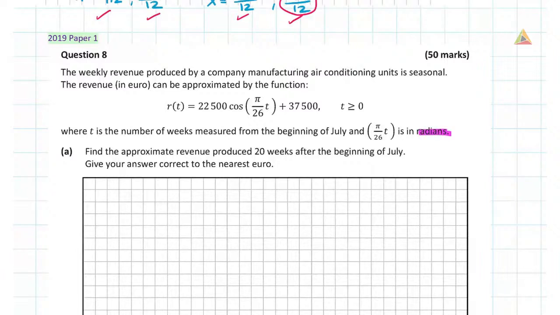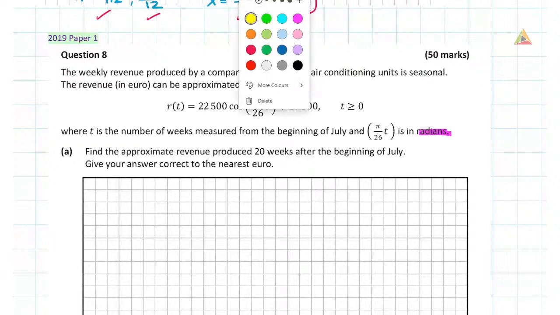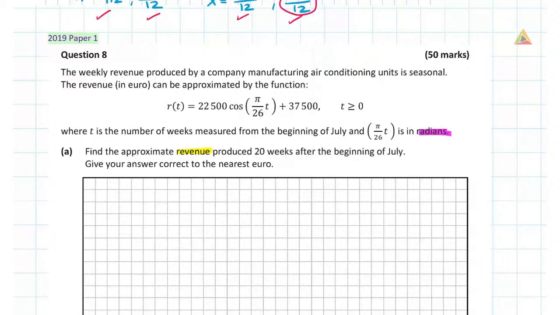You need to make sure that your calculator is in radians so that every answer we get is in the right unit. So the first question, nice and easy: find the approximate revenue produced 20 weeks after the beginning of July and give your answer correct to the nearest euro. So we were told that T was the number of weeks after the beginning of July. So this time we're basically taking our function and replacing T with 20.